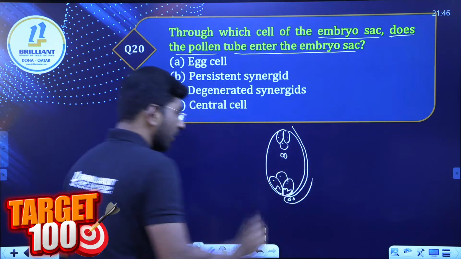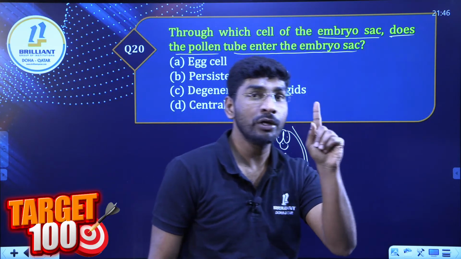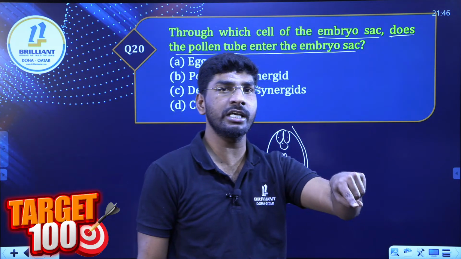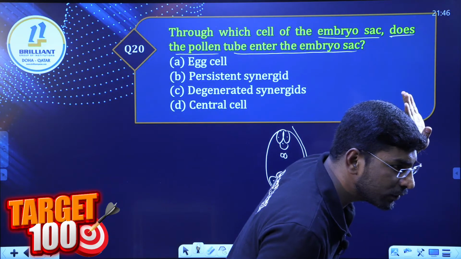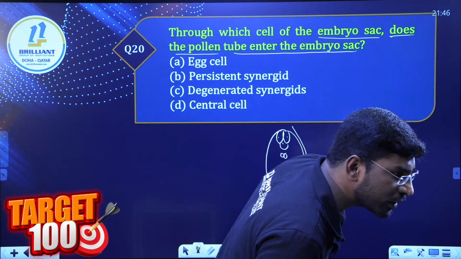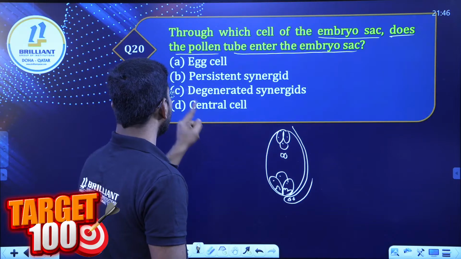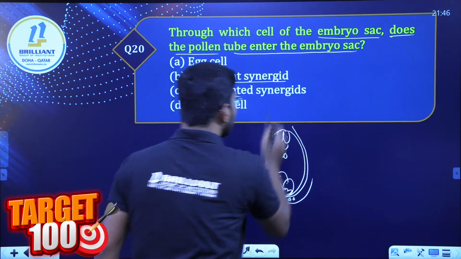There are 2 male gametes there. You have to tell me. I will not tell. Tell me, is this a persisted synergid or a degenerated synergid? You have to tell. Yes, Ruchi. Option B, sir. Option C. Kaushikram. Yes, degenerated. It is not a persisted synergid.